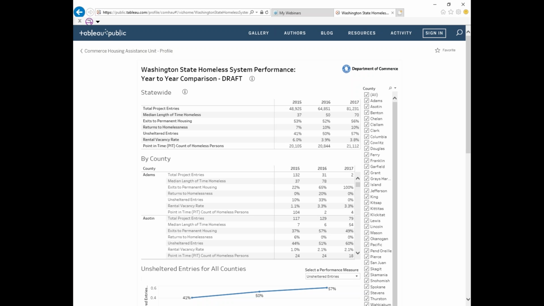Are there any questions about that? There is a question. How do you determine the rental vacancy rate? Okay, that's a good question.